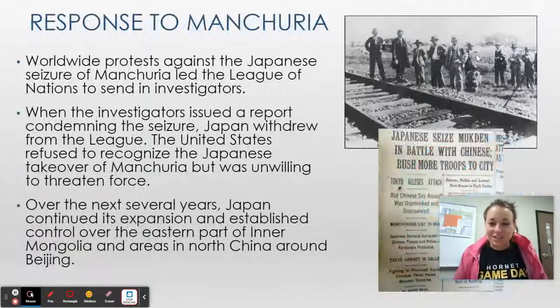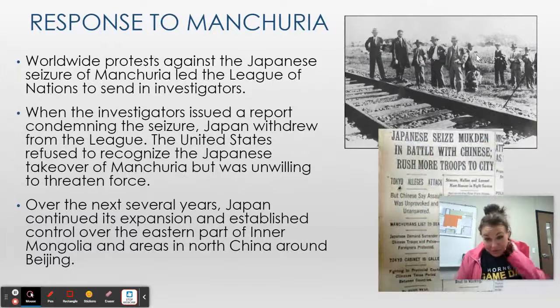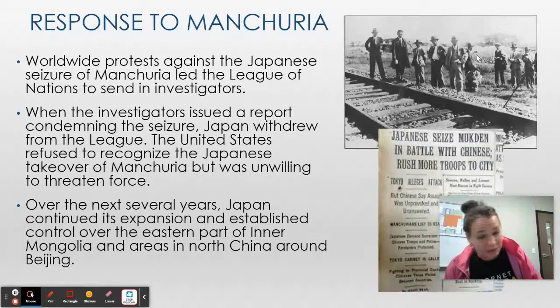The League of Nations is going to come in and do an investigation. And it's going to be very, very obvious very quickly that it was Japan that did this, that it was not the Chinese that blew up the railway. Why would they blow up their own railway? Come on.